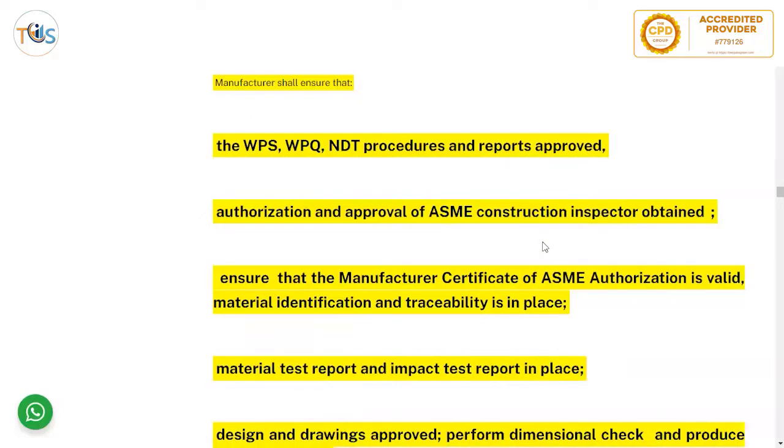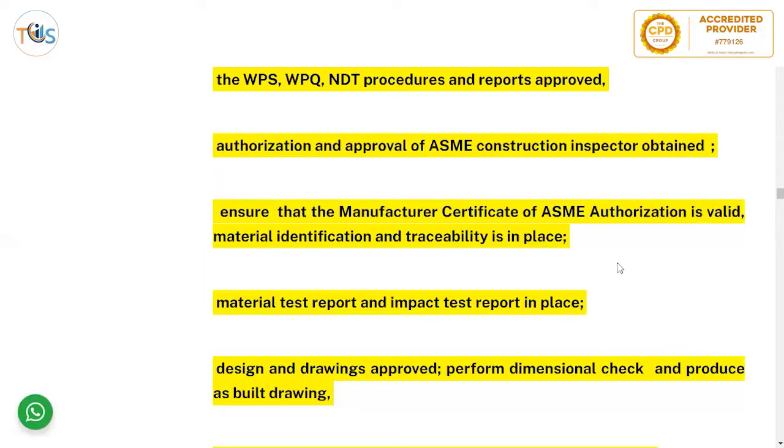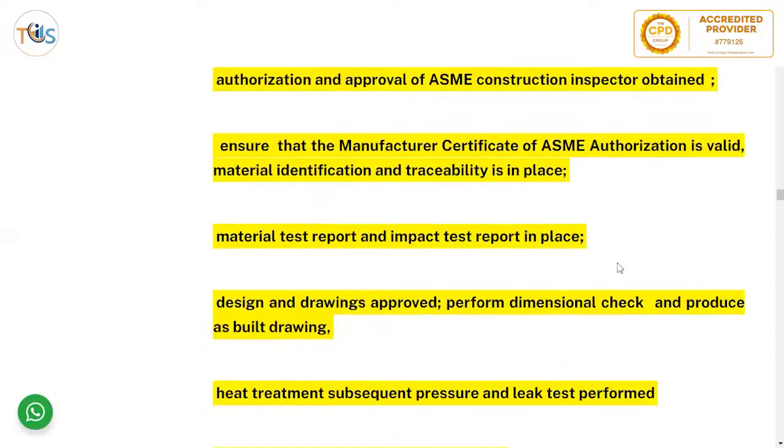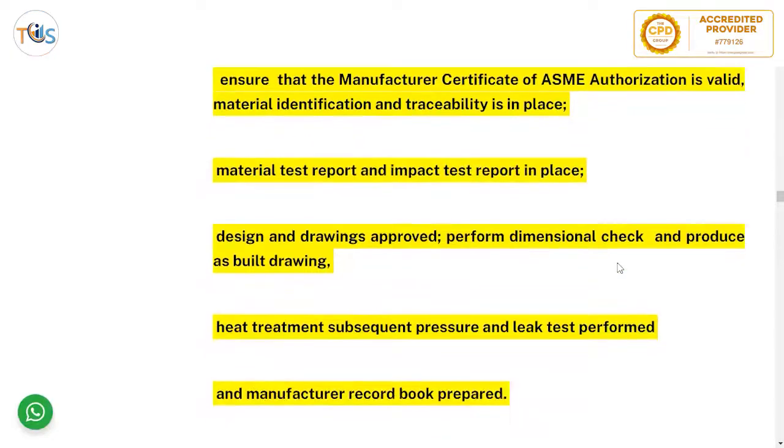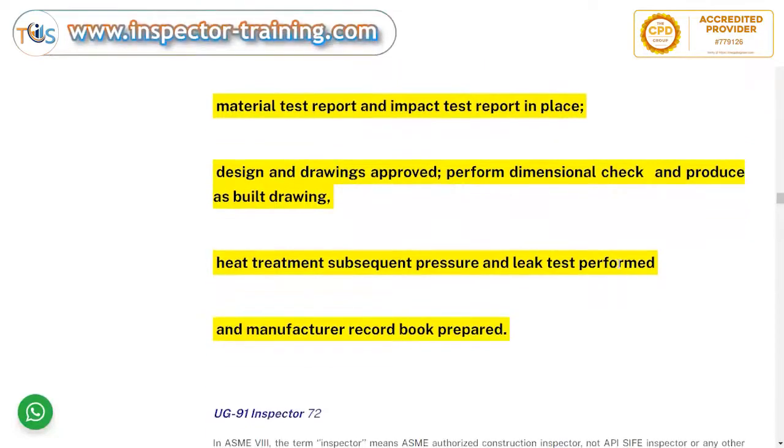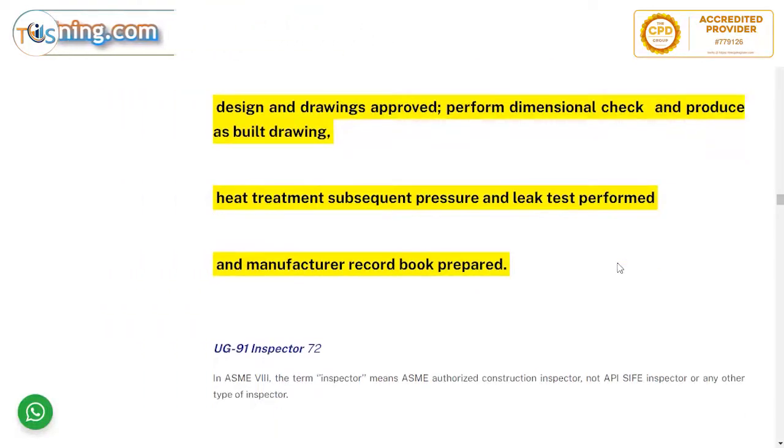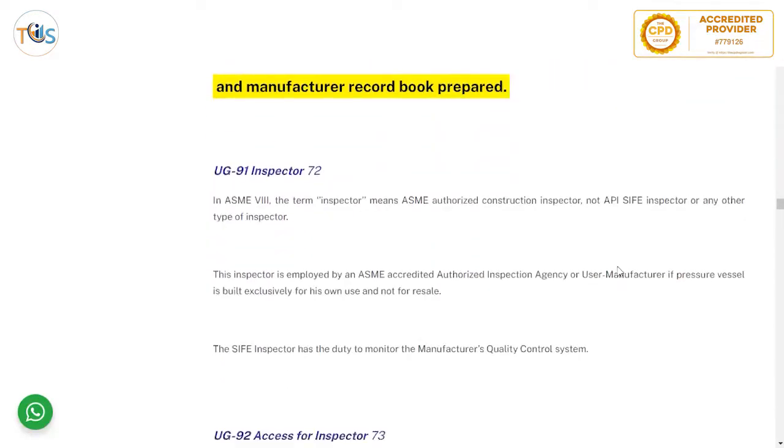Manufacturer shall ensure that WPS, Welder Performance Qualification, Welding Procedure Specification, procedure and reports are approved, authorization and approval of the ASME Construction Inspector obtained, that the manufacturer's certificate of ASME authorization is valid, material identification and traceability is in place, material test report and impact test report is in place, design and drawings approved, perform dimensional check and produce as-built drawing, heat treatment, subsequent pressure and leak test performed, and manufacturer record book prepared.